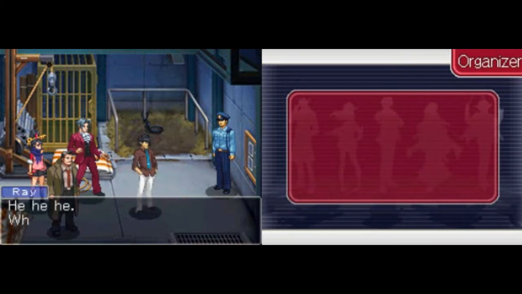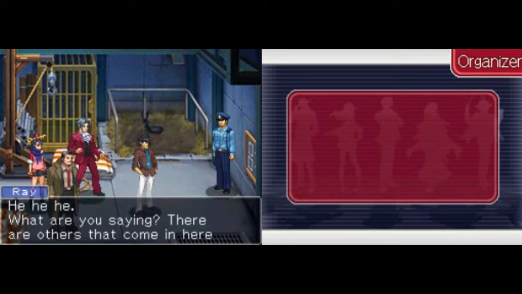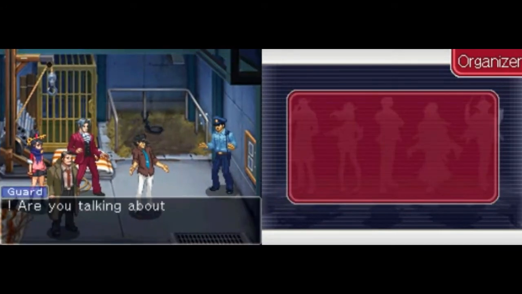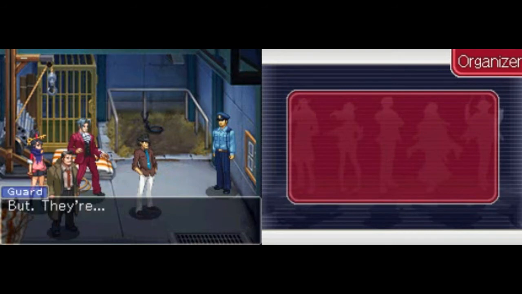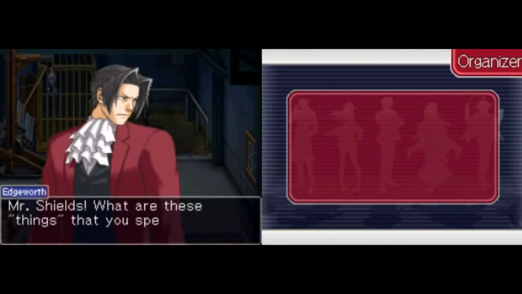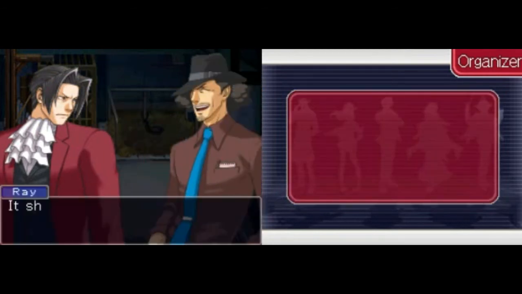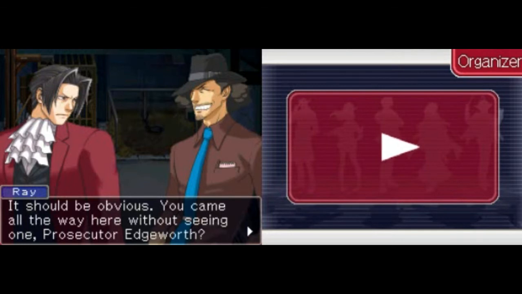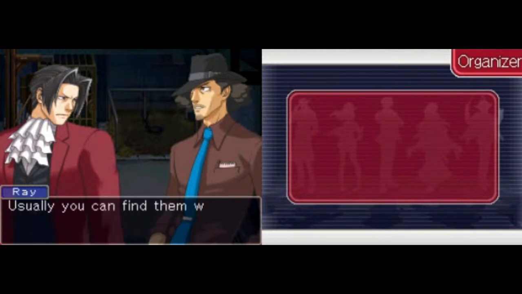Mr. Shields, what are you saying? There are others that come in this room? Aside from inmates and prison guards, there are certain things that can enter this room. Are you talking about them? But they are... What is he talking about? Mr. Shields, what are these things that you speak of? It should be obvious. You came all the way here without seeing one. Prosecutor Edgeworth, usually you can find them walking around the prison facility.